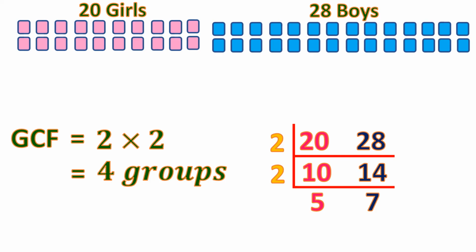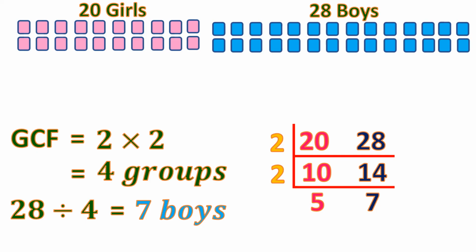But the problem is not asking for how many groups, it's asking how many members for every group of boys. So let's just solve for boys. There are 28 boys in all, divided by 4 groups. So it will be 7 boys.